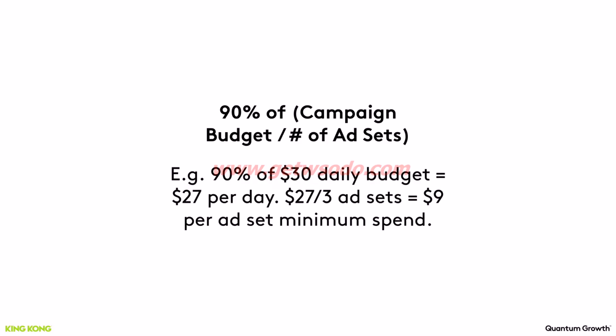Now, to work out the minimum spend for campaign budget optimization campaigns, let's just say that we're working with the $30 a day per campaign, which is around the $1,000 per month. So you need to set your minimum spend to 90% of your campaign budget divided by the number of ad sets you've got. So say 90% of your $30 per day daily budget, that's going to equal $27 per day. And then you're going to take that $27 and you're going to divide that by the 3 ad sets that we're going to be running. And that's going to be $9 per ad set as the minimum spend per day.